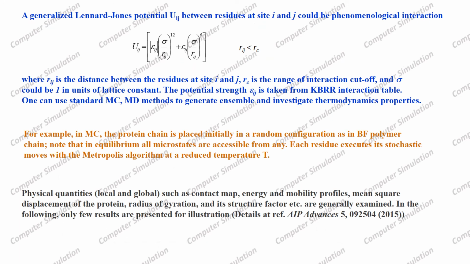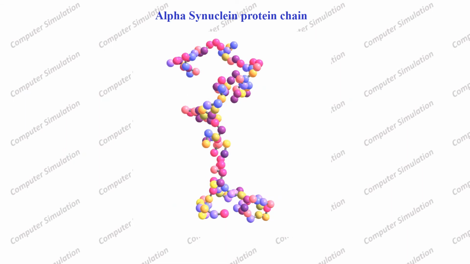A generalized Lennard-Jones potential between residues, with the input of knowledge-based residue-residue interaction, can be used as phenomenological interaction to carry out Monte Carlo simulations. Local and global physical quantities such as contact map, energy and mobility profiles, mean square displacement of the protein, radius of gyration, and its structure factor etc. can be analyzed. Stochastic motion of alpha-synuclein protein.